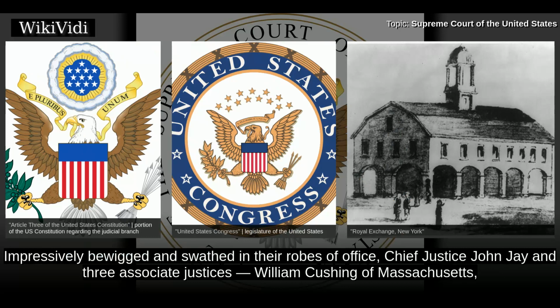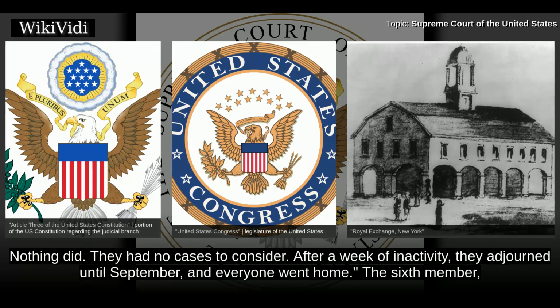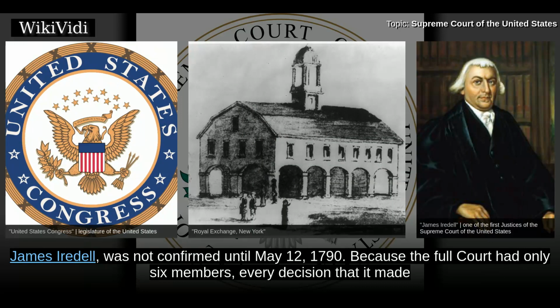Chief Justice John Jay and 3 associate justices, William Cushing of Massachusetts, James Wilson of Pennsylvania, and John Blair of Virginia, sat augustly before a throng of spectators and waited for something to happen. Nothing did. They had no cases to consider. After a week of inactivity, they adjourned until September, and everyone went home. The 6th member, James Iredell, was not confirmed until May 12, 1790.